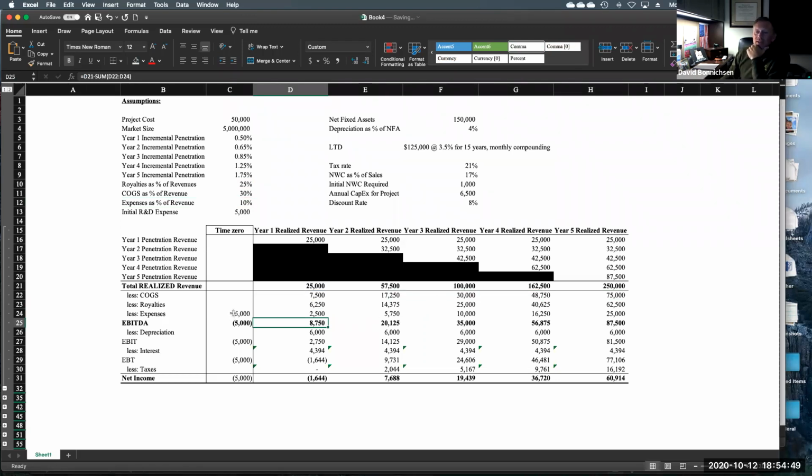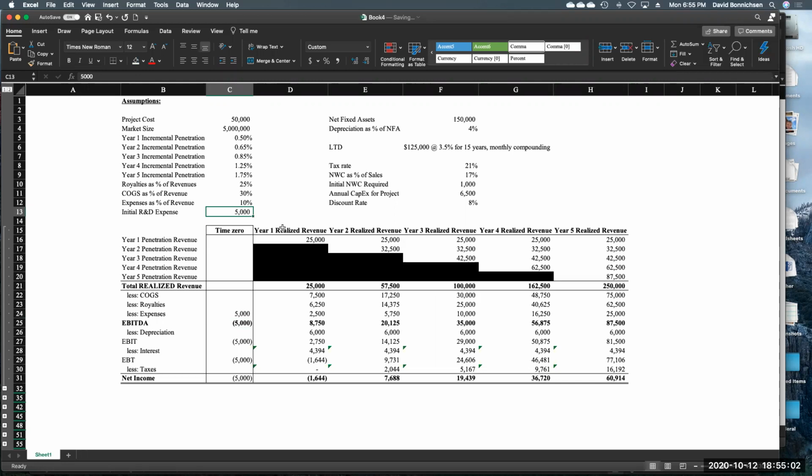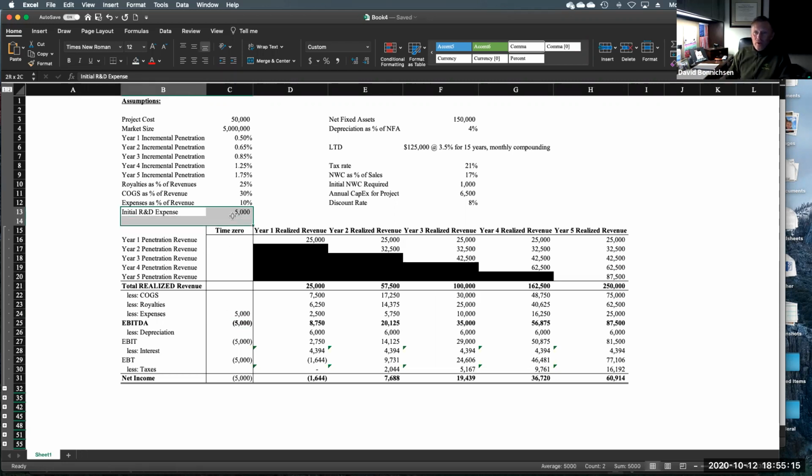Now, why do we have something in here at time 0? The project hasn't really started generating revenue yet, but why do we show that we've got an expense? Initial R&D. Yeah, initial R&D. So we're shelling out money because we want to get the project off the ground, and in order to do that, we've got to use some cash. So at time zero, we're told that we have initial research and development of $5,000. So we've got an expense at time zero that relates to the project, and that expense is $5,000.